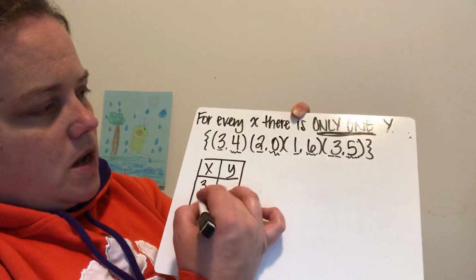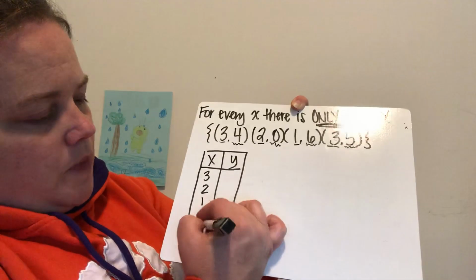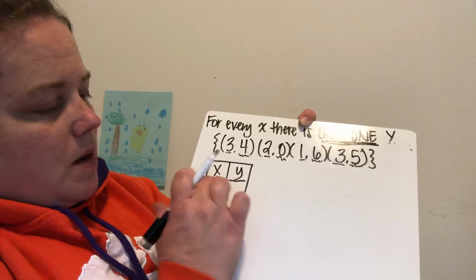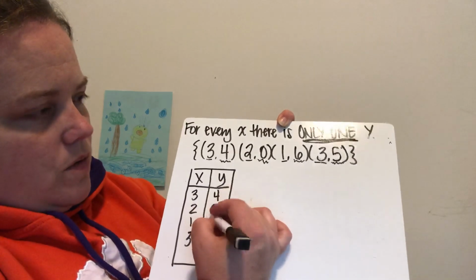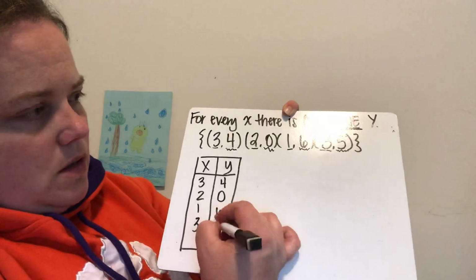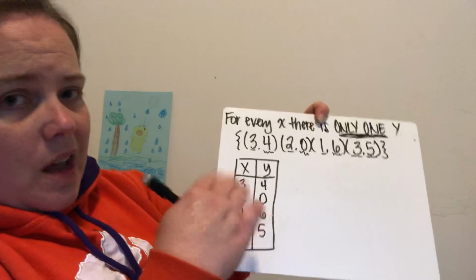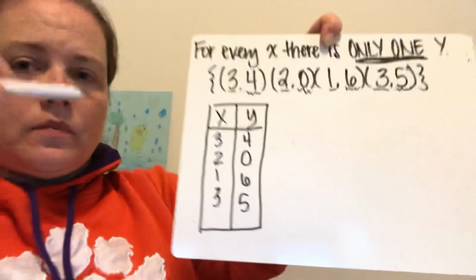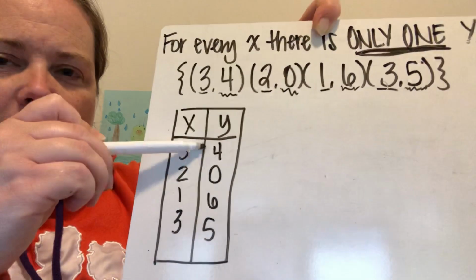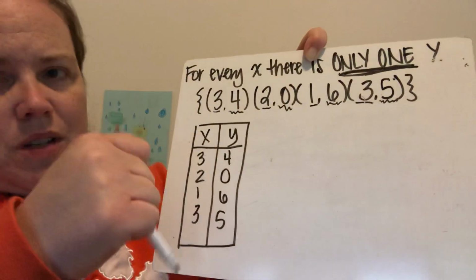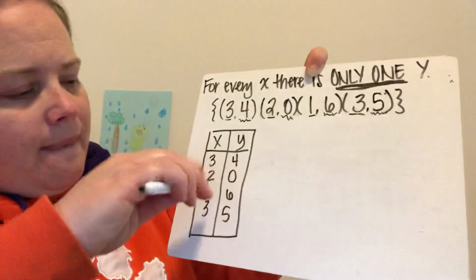So I'm just going to write 3, 2, 1, and 3. And then I'm going to match them up with their Y's. So 4, 0, 6, and 5, okay? So looking at this table, I can see that my 3 repeats and that it goes to 2 different Y's. And again, we don't want that.